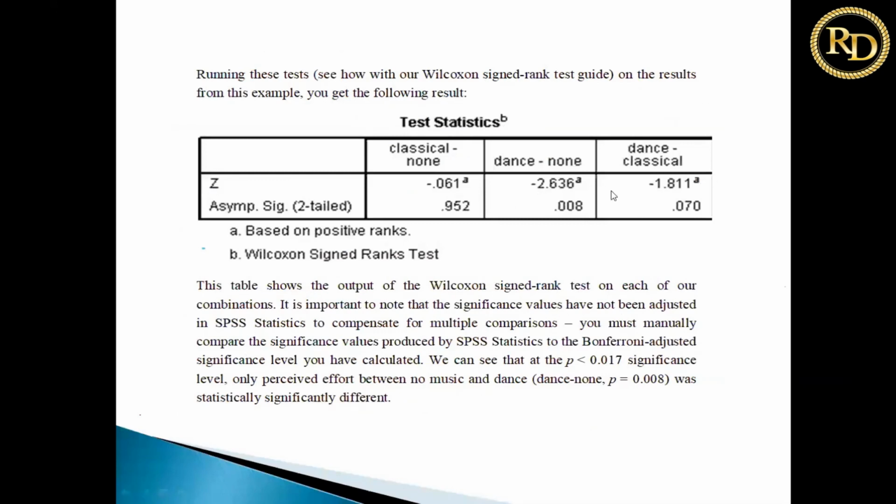You can see here classical with dance, classical with none, dance with none. So here you can see the p-value is very high, then very low, and then high. So dance and classical are non-significant; they are equivalent to each other. Classical and no music are equivalent to each other, but dance and no music are significant because the p-value is less than 0.05.